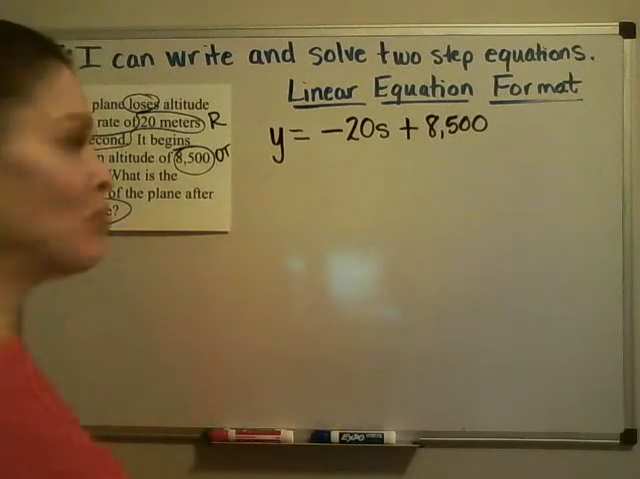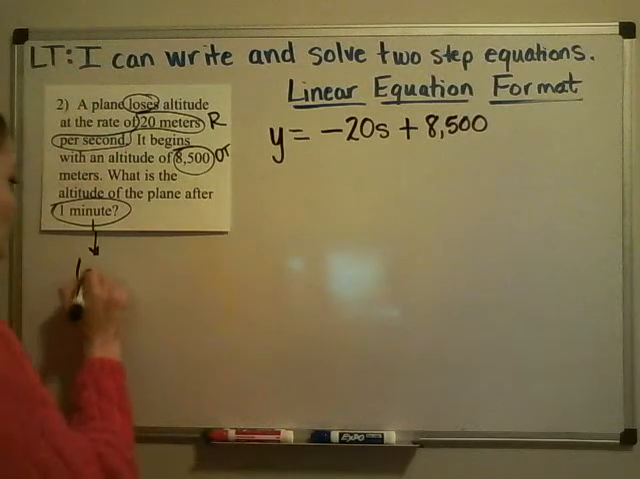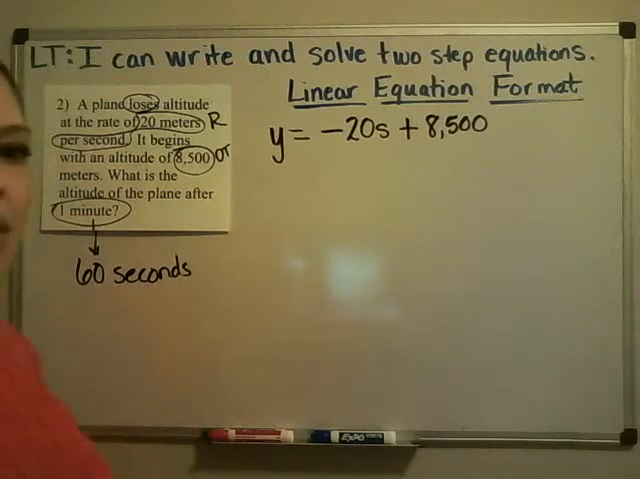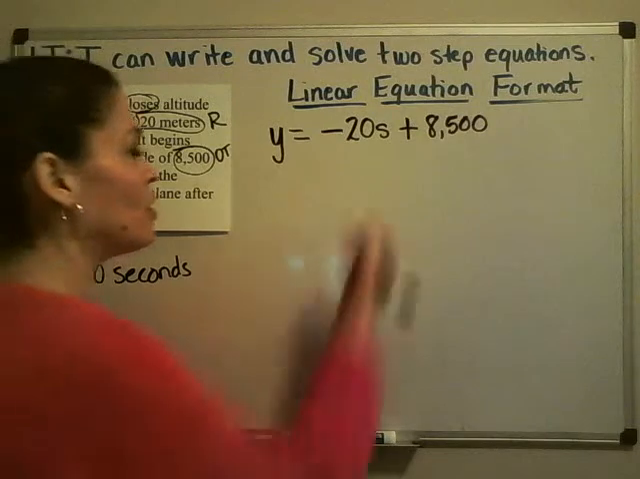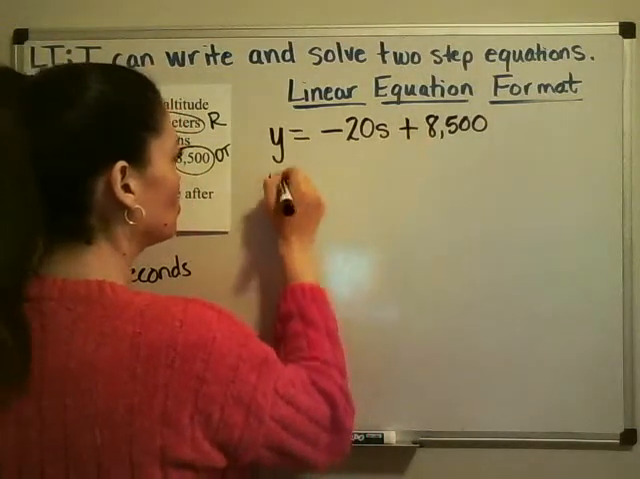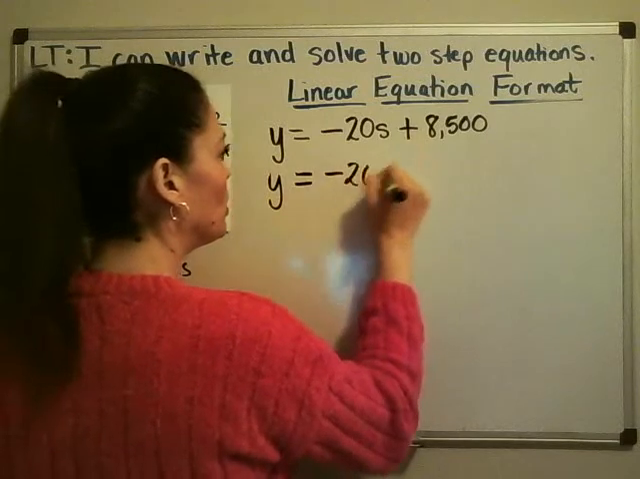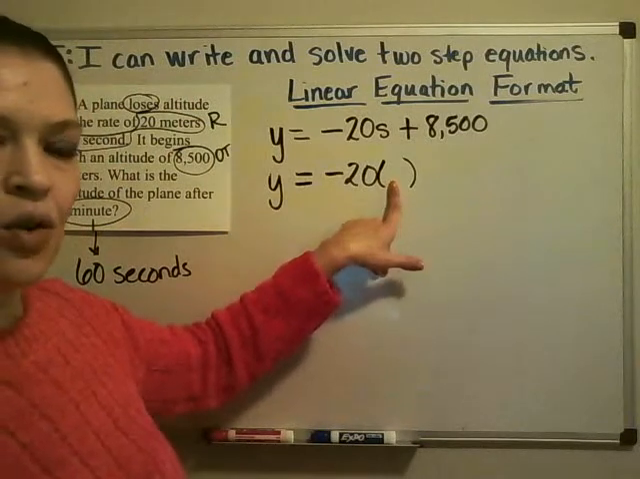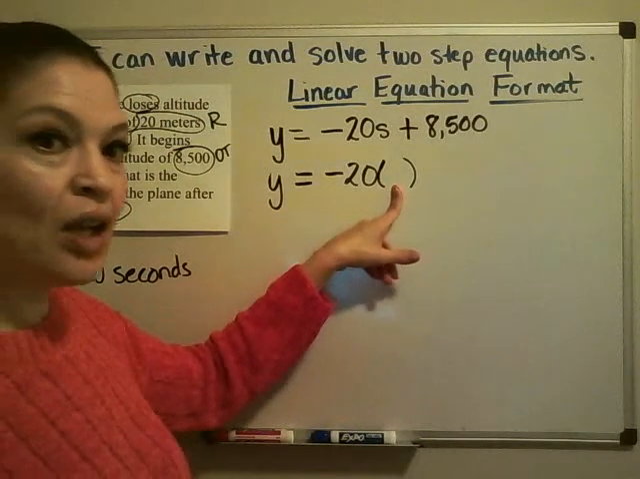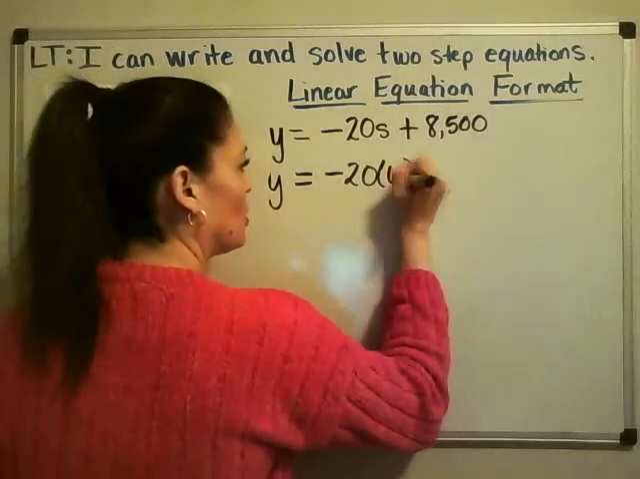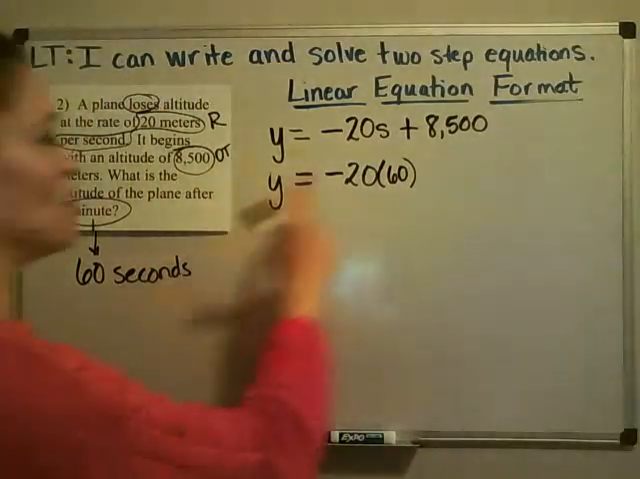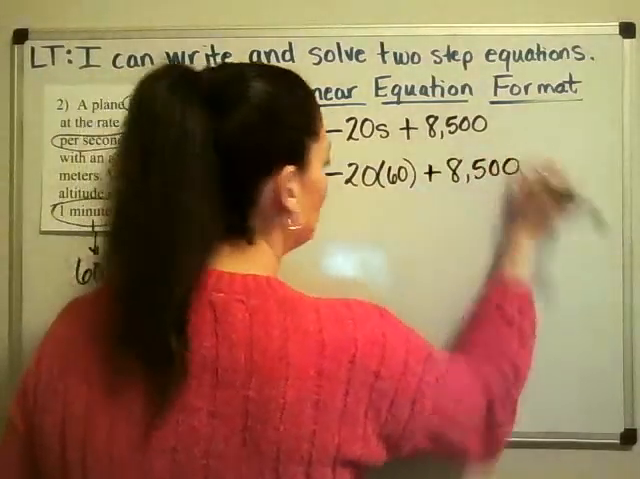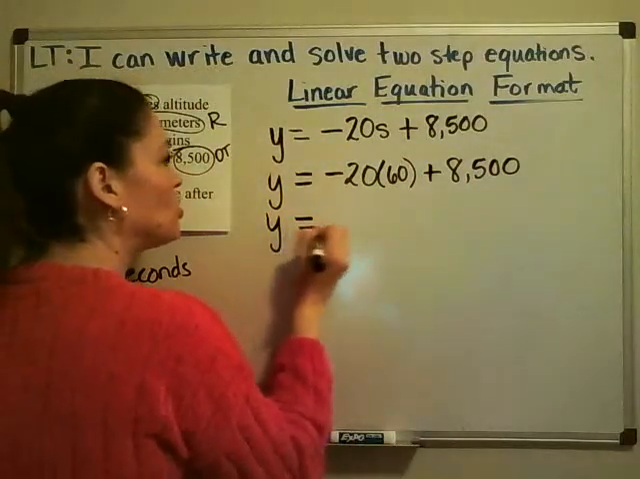So how many seconds in a minute? Hopefully you're thinking, oh, that's 60 seconds in 1 minute. So now we can take the S out. We're going to replace it. So we're going to say y equals negative 20. We're going to replace our seconds with a 60, because it's 60 seconds. Okay? Plus 8,500. Y equals. All right, here we go.